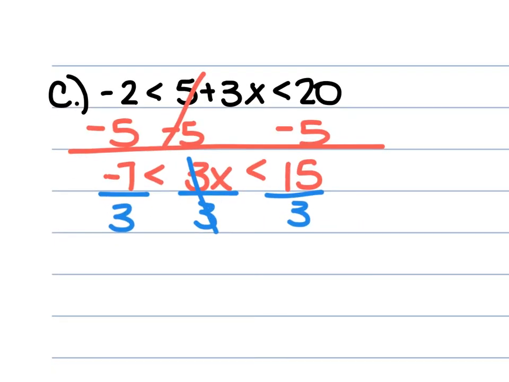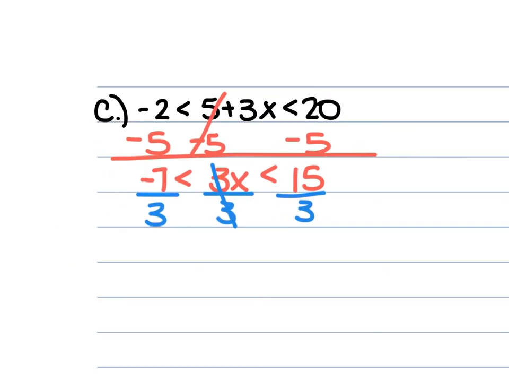The 3's cancel out. This negative 7 divided by 3 is also negative 2 and 1/3. So if it helps you to graph based off of that, turn it into a mixed number, which is less than x, which is less than 5. 15 divided by 3 is 5.